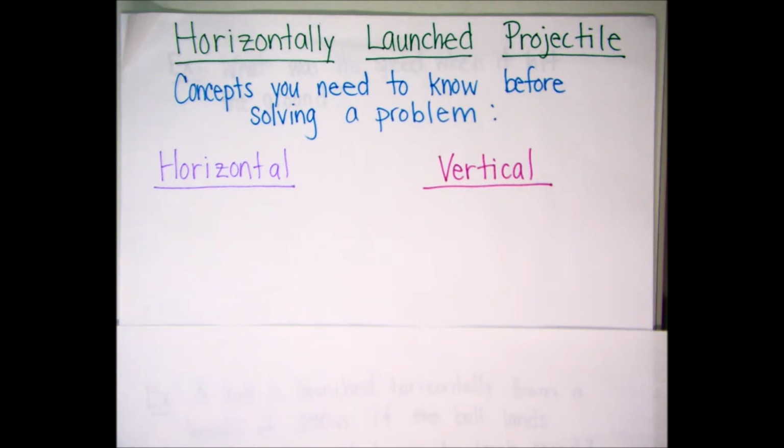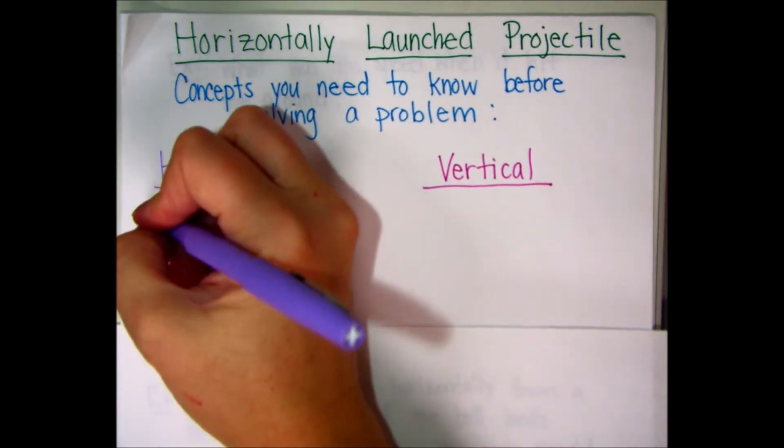A horizontally launched projectile is something that starts from some height and is launched and it ends up falling downward. That makes a half a parabola shape. Some horizontal components that you need to remember.